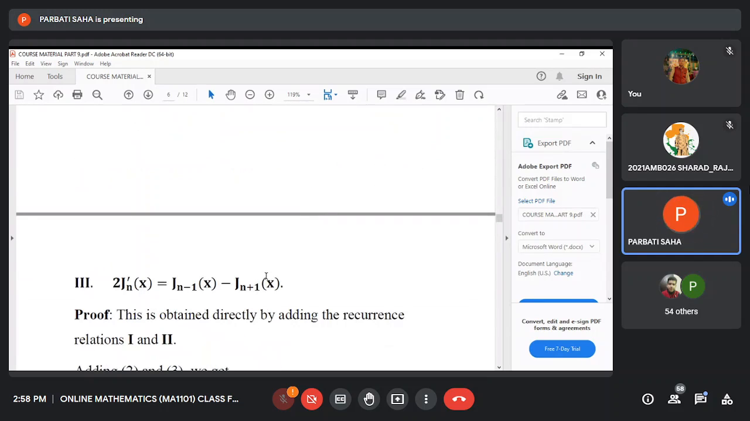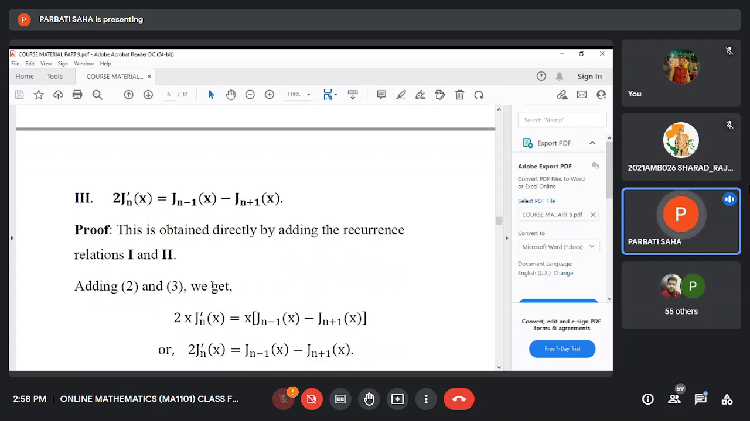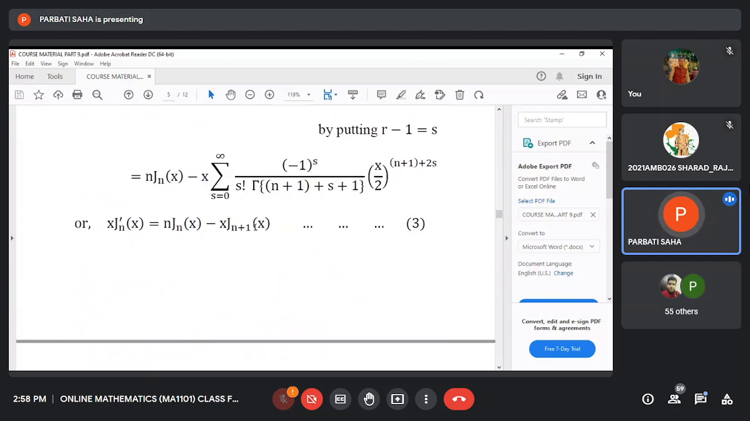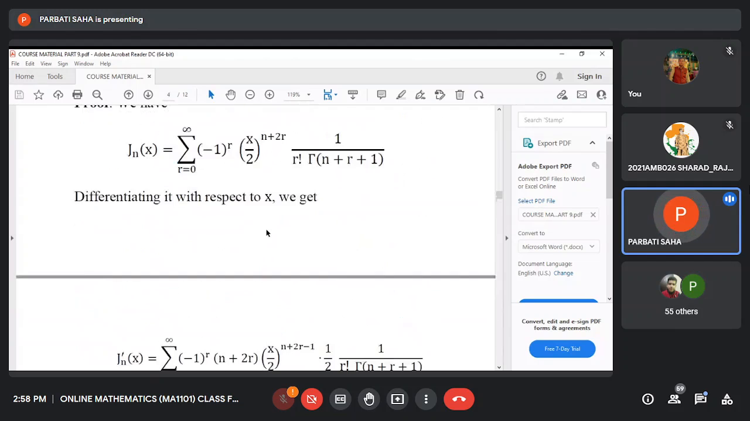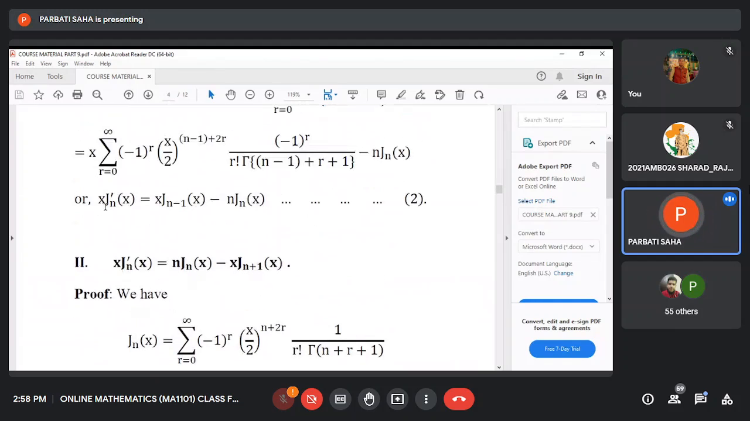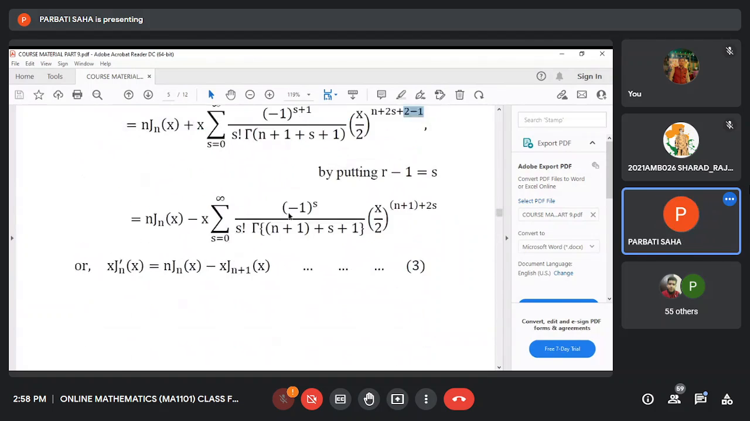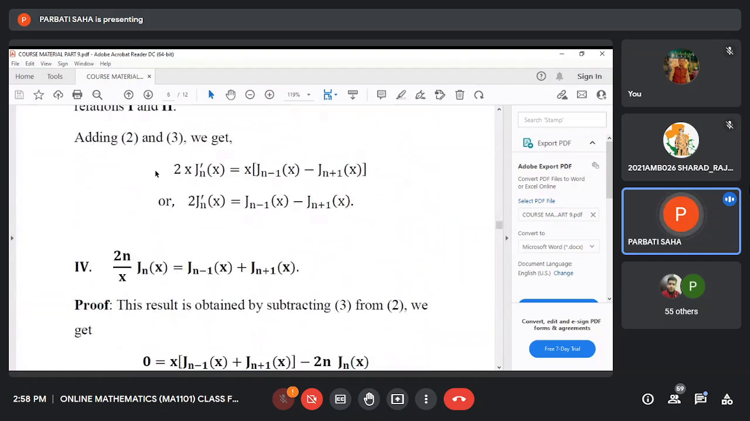Now we prove another relation, 2J_n'(x) equals this. If you observe this, then this is obtained directly by adding the recurrence relations 1 and 2. Already you have proved x J_n' equals this, and also you have proved in the first case this equals this. If we add 2 and 3, then you will obtain this, and then just cancel x from both sides and obtain this relation, and hence it is proved.